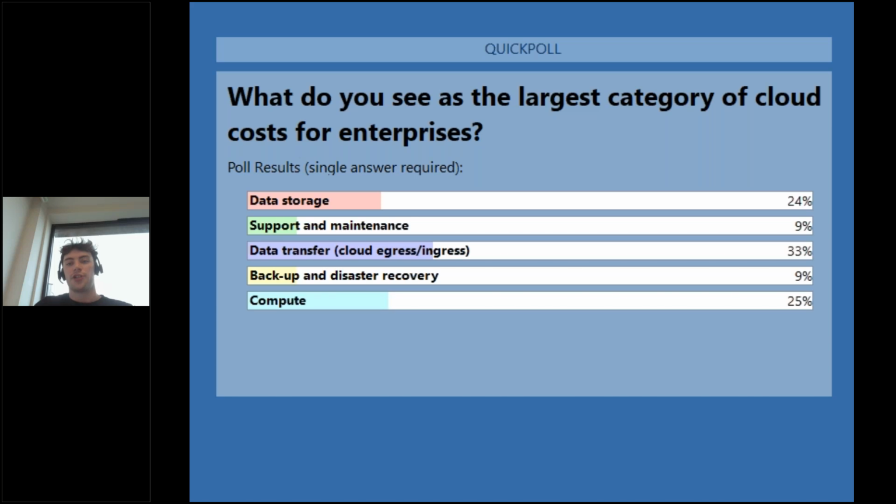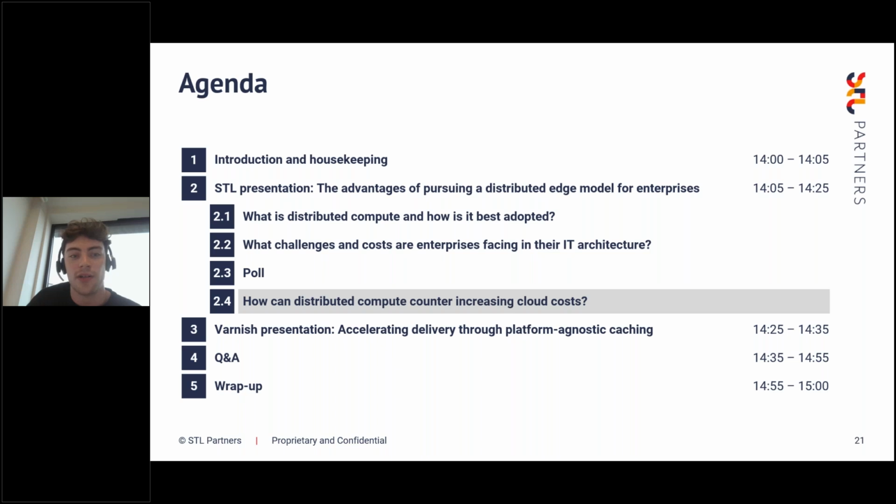Just to comment on them a little bit, you can see that 33% of you believe that data transfer is the biggest category of cloud costs, and that's followed by compute and data storage, which are closely shared second and third. Let's see how you, the audience, stacked up against our survey respondents. What did our enterprises see as the largest category of cloud costs? Well, data storage was recognized as the largest category, so not quite aligned with your views.